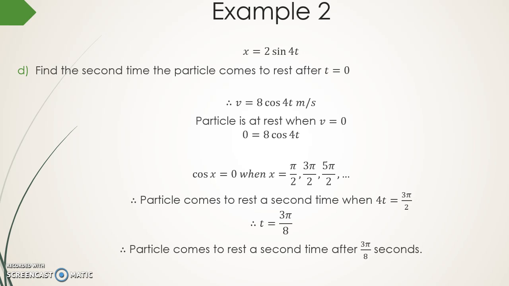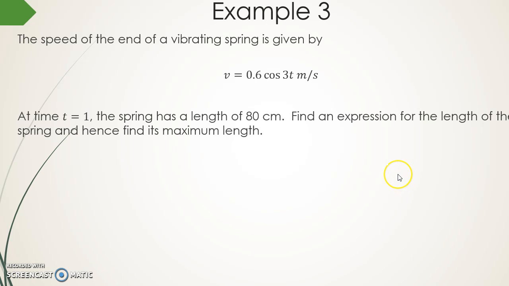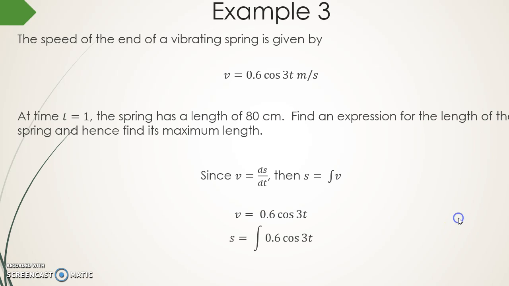So those are fairly common types of problems you can expect to see. We're going from displacement to velocity to acceleration, and using integrals we can go back the other way, which is what we're going to look at now. Here we're given that the speed at the end of a vibrating spring is given by v equals 0.6 cos 3t meters per second. At time t equals 1, the spring has a length of 80 centimeters. Find an expression for the length of the spring and hence find its maximum length.